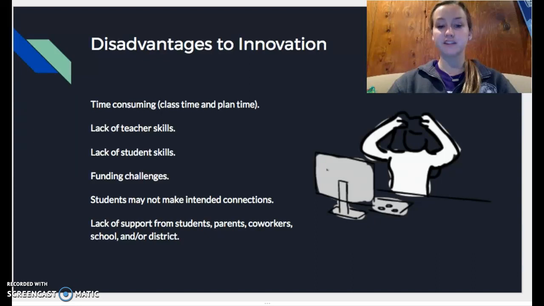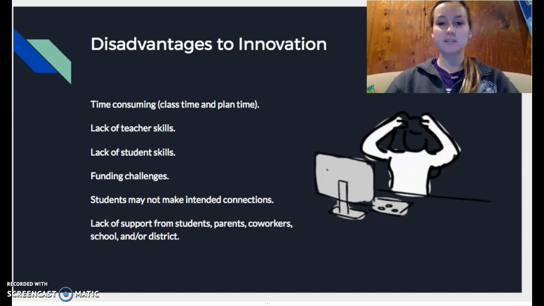There are also some disadvantages. For one, it's time consuming. It takes up a lot of class time to complete projects, and it also takes up a lot of time to plan, to come up with these ideas. Obviously, if I want to hand a student a worksheet, that takes me very little time to plan. If I want to create a project with a rubric and I need to think about how they're going to use technology and pre-research some possible websites to give them and collect all these different materials for a science experiment, that takes a lot more time.